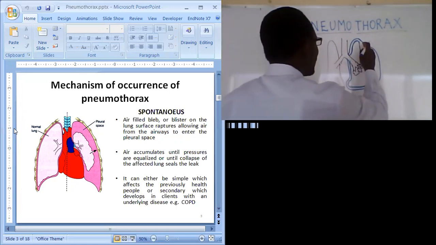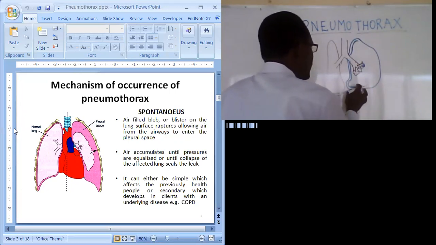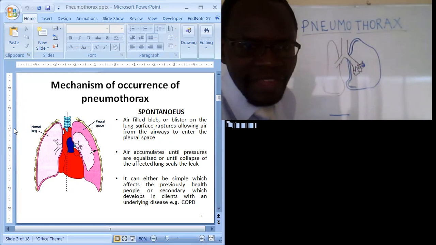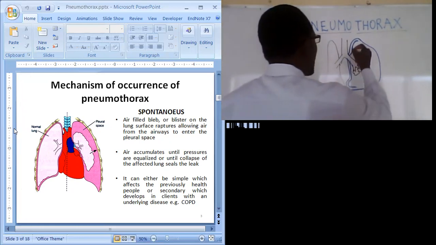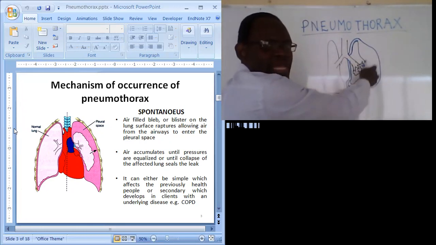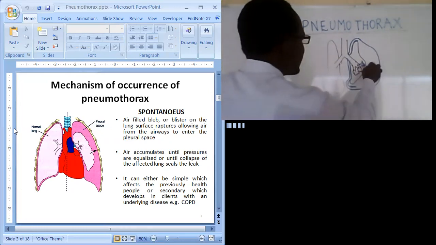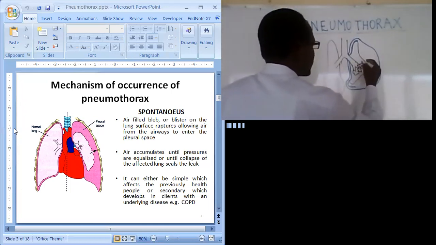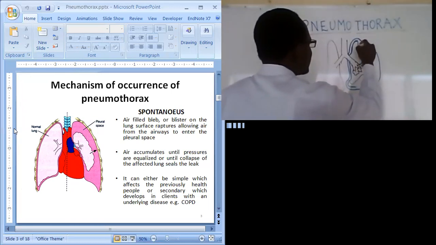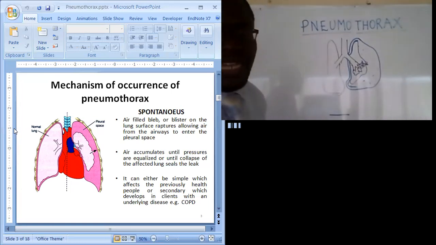And what actually happens is that the lung collapses, yeah. So we have the lung collapsing, as you can see in the diagram, yeah, while all this space is basically filled by the air that escaped. You have all this space filled with air that escaped. Yeah. So now that is what we refer to as spontaneous.